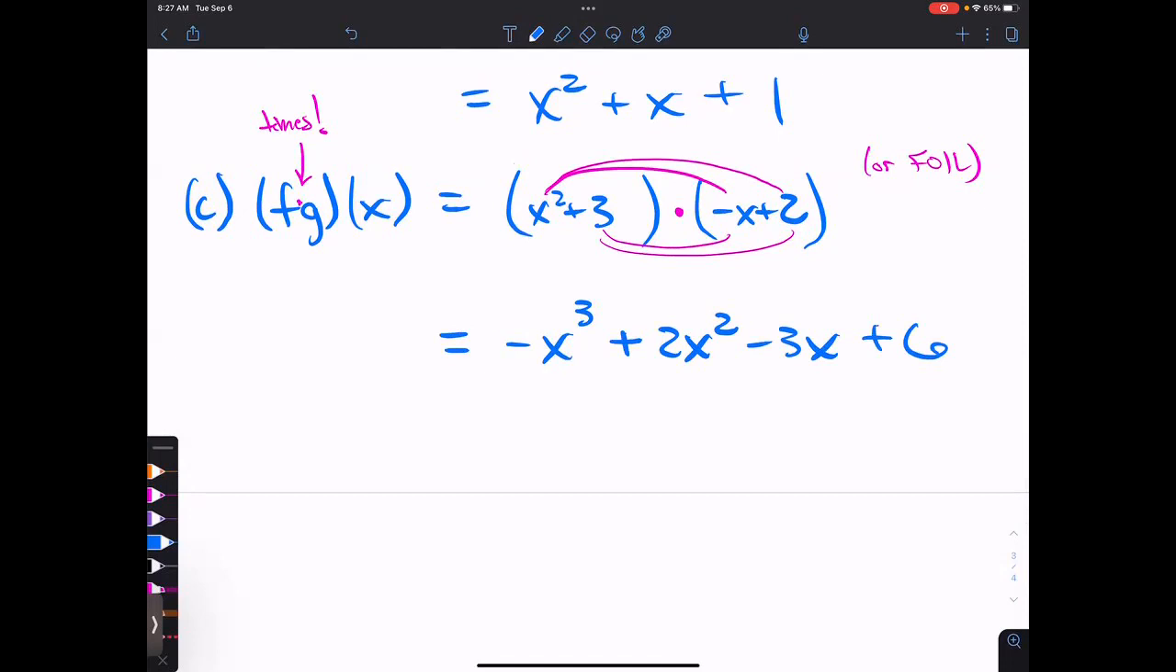Then again, if there's anything to combine, we combine it. We've got x cubed, x squared, x to the first, and then a constant term. Those are all different kinds of things. So there's nothing else to combine, right? So just leave it like that.